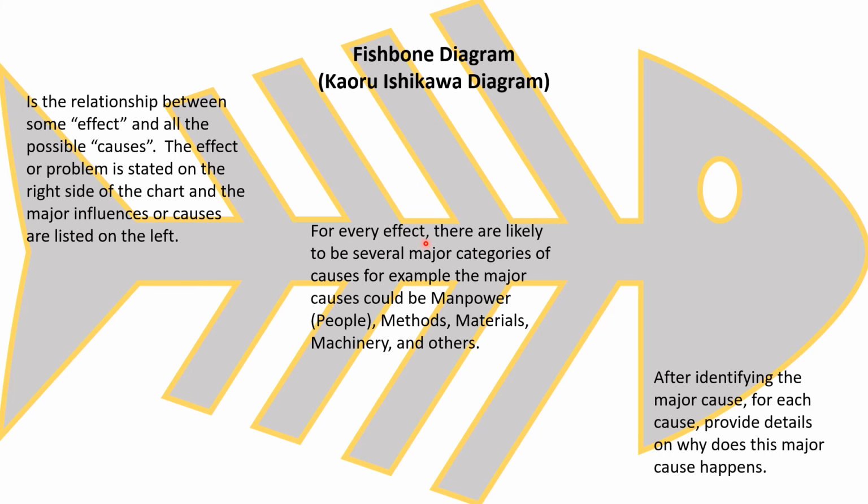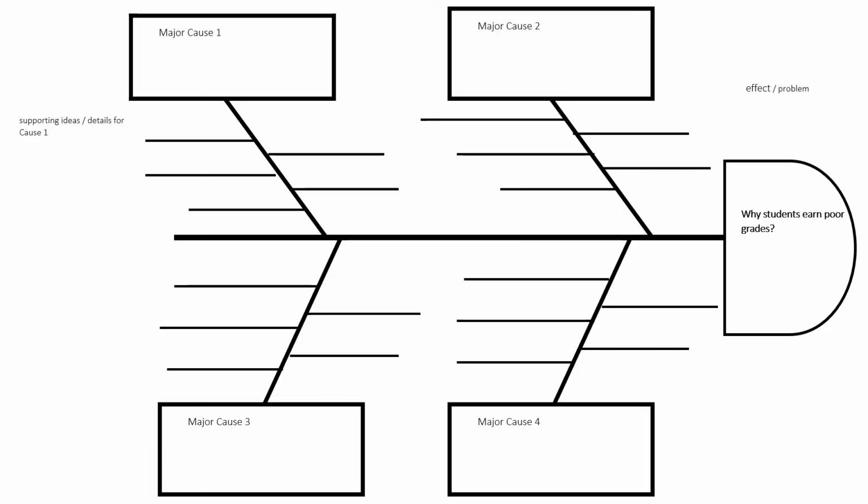For every effect there are likely to be several major categories of causes. For example, this effect is caused by the manpower or people, methods, materials, machinery, and so on. So after we identify all the causes, we of course can help to solve the effect that happens. For example, here, why do students earn poor grades? Maybe cause number one, cause number two, reason number three, and so on. So these causes will affect why the students earn poor grades.